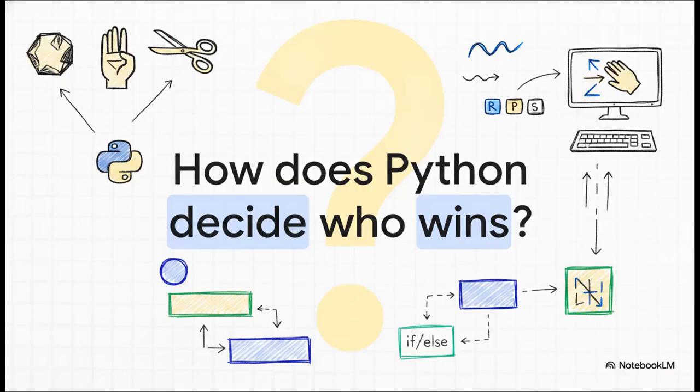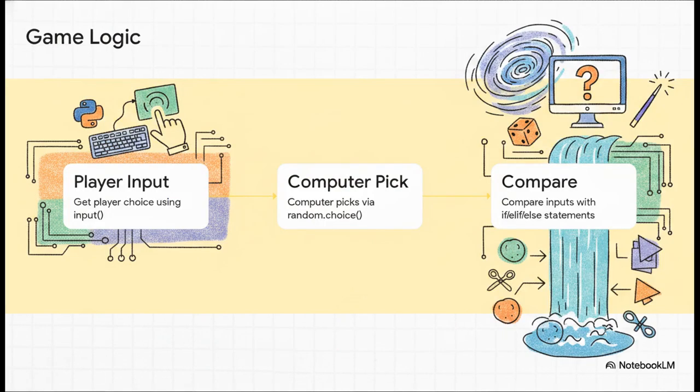Okay, we've got our blueprints, we've got our tools, and we've got our logic. Now for the main event, how does Python actually decide who wins rock, paper, scissors? Like, how do we tie a user's typed input to our control flow to actually determine the outcome of the game? Well, we just break it down into 3 steps. Step 1, we use the input function to ask the player for a 1, 2, or 3. Step 2, the computer picks its own random number using a module called random.choice. Step 3, we send both of those choices right down our waterfall using if, elif, and else statements.